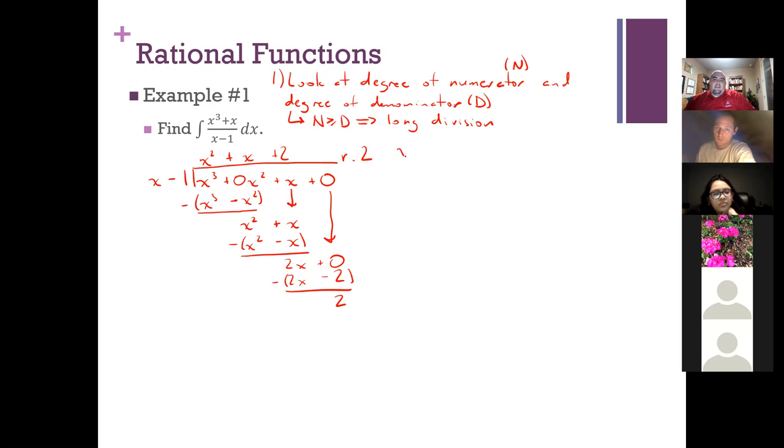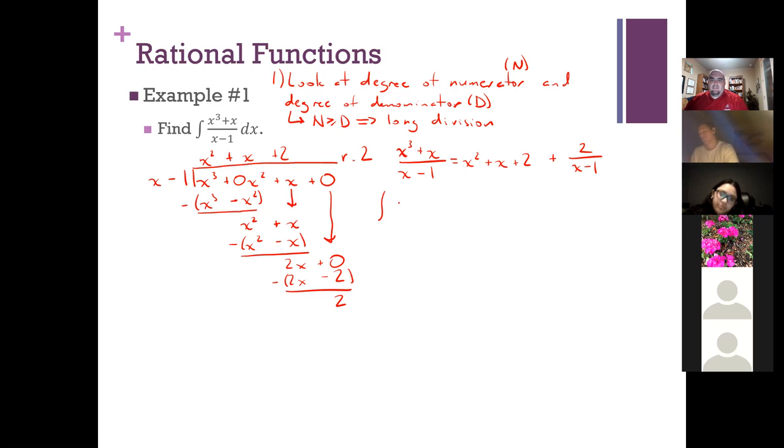So what I've gotten so far, and I'm going to leave the integral off because I haven't done any calculus yet, I've just done long division. I know x cubed plus x divided by x minus 1 is x squared plus x plus 2, and then we have to deal with the remainder, plus 2 over x minus 1. How are we doing with that?